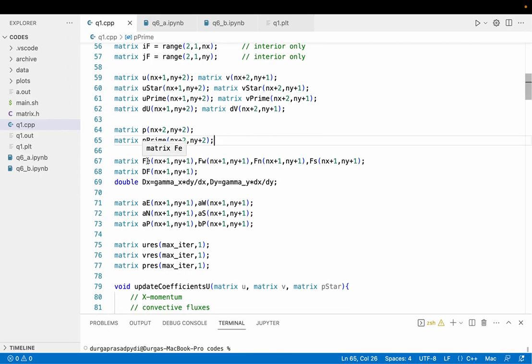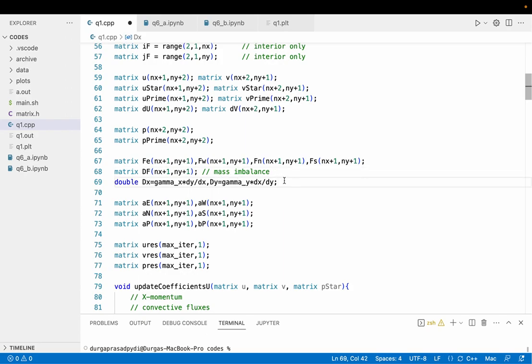The next step is your fe, f west, f north and f south. Essentially, when you have n cell centroids, then you will have n plus 1 faces. So f east and f west will be stored on all the faces. So I am just giving a size, that will be the maximum size, nx plus 1 and ny plus 1. And then you have df. df is your mass imbalance term.